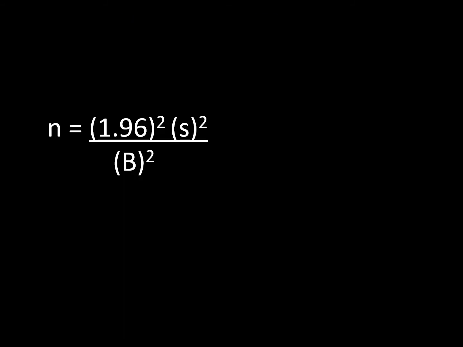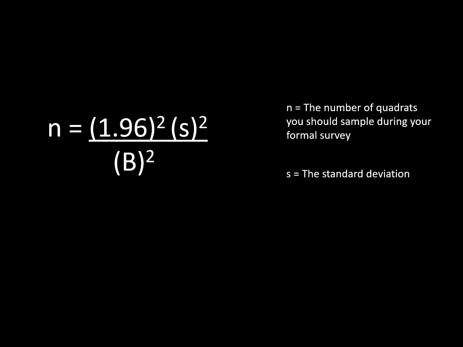Next, use this equation and the results from your pilot sampling to determine how many quadrats to sample during your formal survey. In the equation, n is the number of quadrats you should sample during your formal survey. S is the standard deviation. And B is 0.2 times the sample mean.